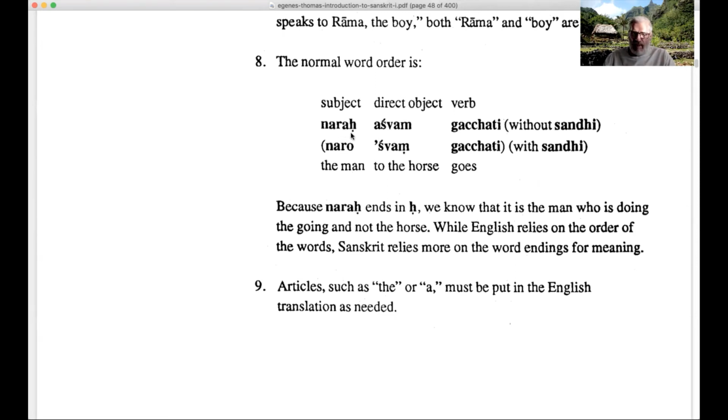Narah is a subject by the ending. It's got a prathama ending, a nominative ending. So it must be the subject. Ashvam has got an accusative ending. Therefore, it's the object, right? And gachati, we know what that means. So it doesn't matter where we put these in the sentence.